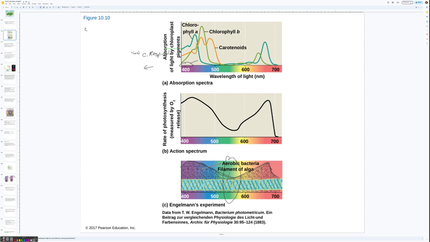Because the green light's all getting rejected. Right. And if the green light's getting rejected, there's no photosynthesis taking place, therefore no oxygen being produced. And they move to different places.